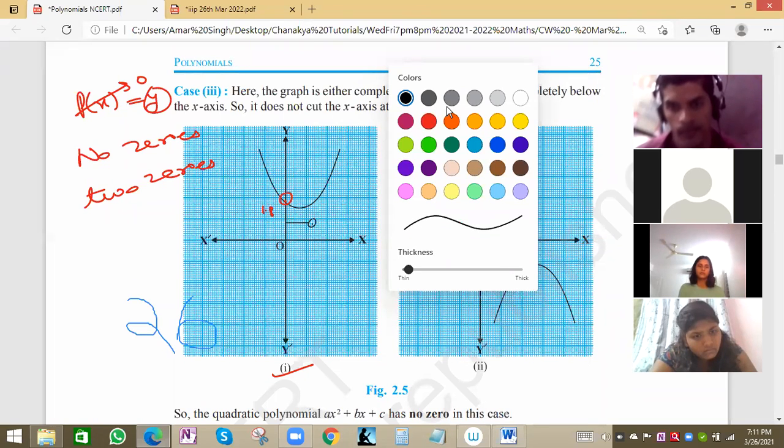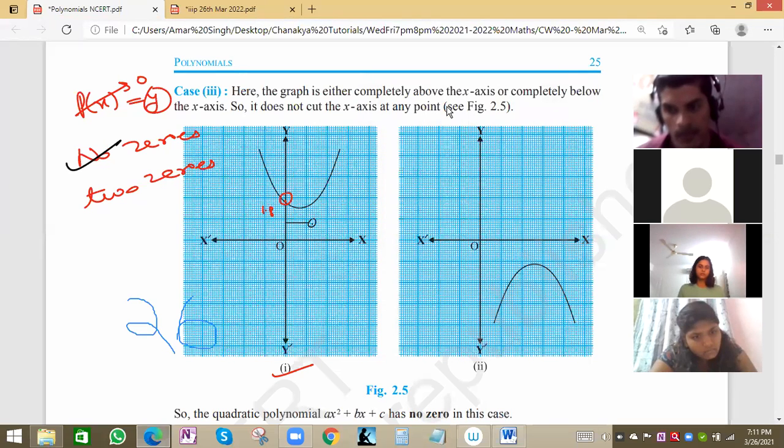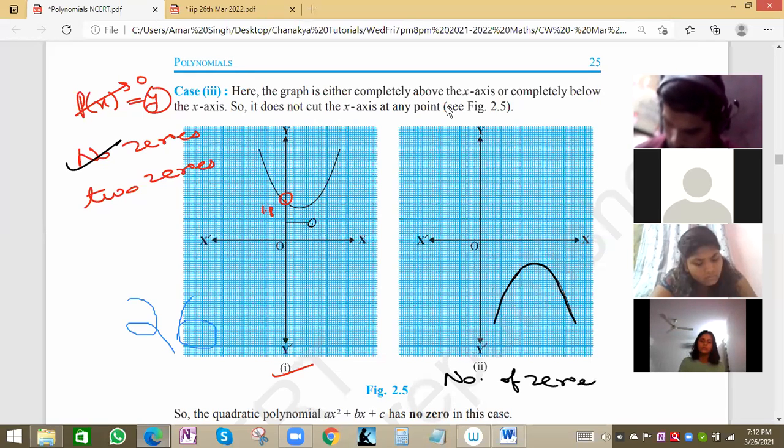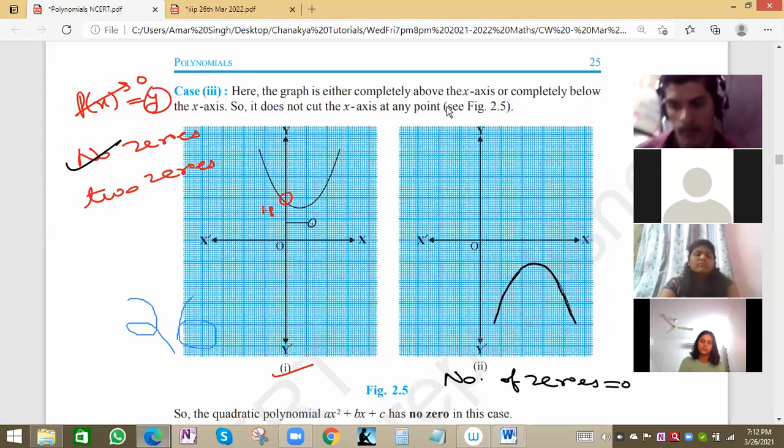So the graph is not cutting the x-axis. So the number of zeros will be 0, because the graph is not intersecting the x-axis. In this case also there are no zeros, because again the graph is not intersecting the x-axis. So basically y will not be 0. Y will be 0 only at the x-axis. So the number of zeros in this case is also 0, because the graph is not meeting the x-axis.